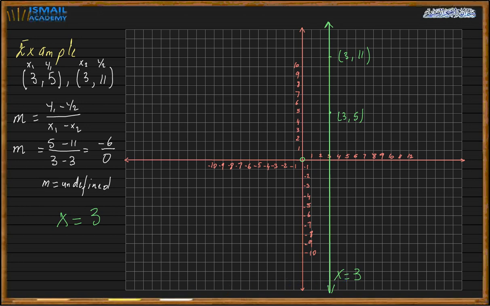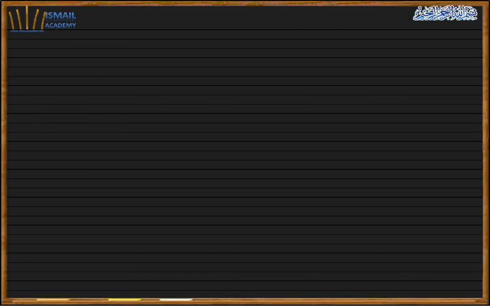The second case is when m, which is the slope, equals 0. Then the line will be horizontal.